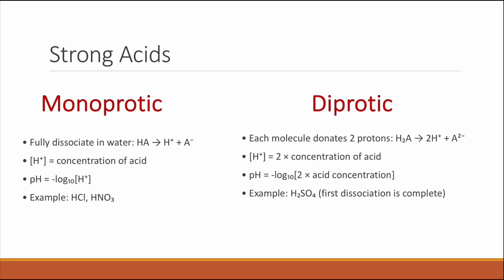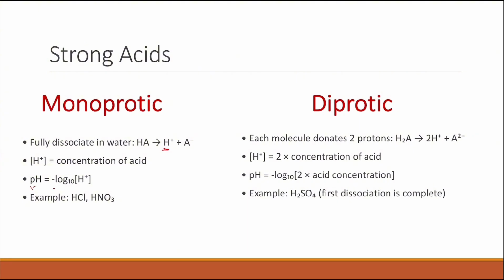We have two types of strong acids: the monoprotic and the diprotic acids. Monoprotic acids, or strong acids in general, will dissociate to give the hydrogen ion and the anion, or the conjugate base. A monoprotic acid is an acid that gives you only one hydrogen ion per molecule of the acid. The hydrogen ion concentration in this case will equal the concentration of the acid, because 1 mole of the acid will give you 1 mole of hydrogen ion.